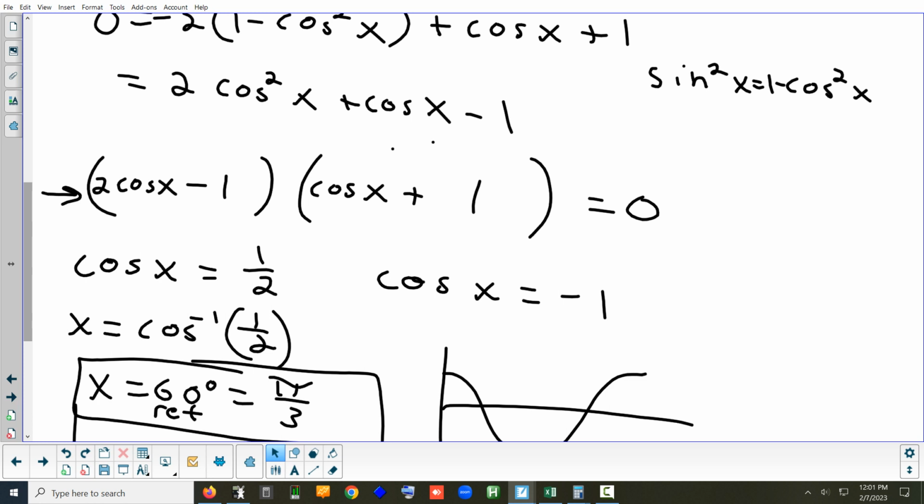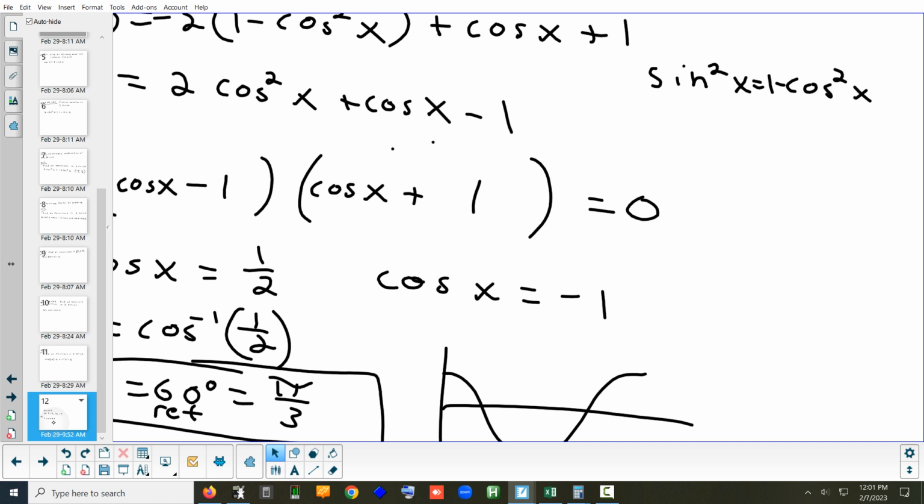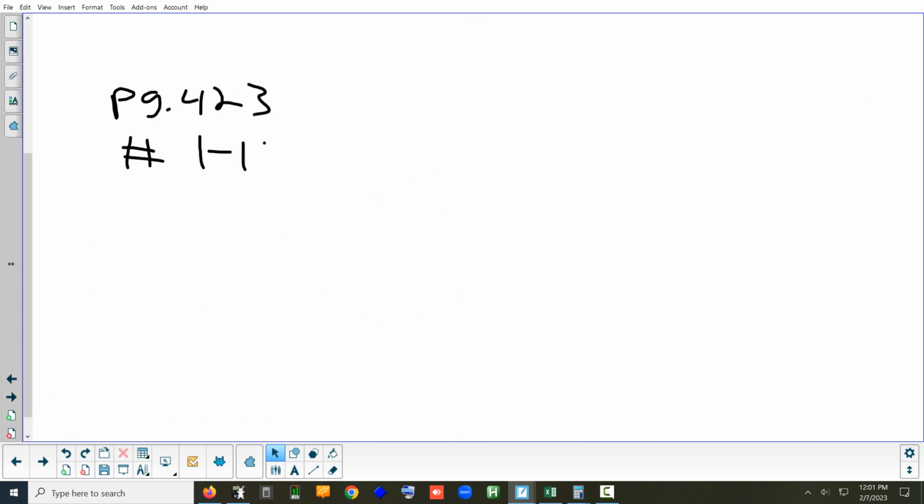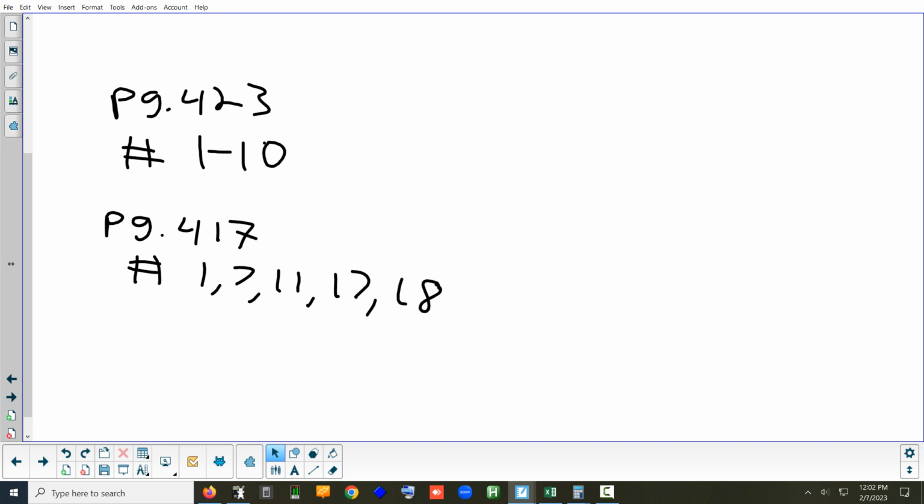So I think that's what we'll do. We'll do 1 through 10 on that page. So all the factoring is going to be done for you. And then those 5 questions from the other page. Is this 423 still? One page is 423, the other one is 417. Oh wait, so it's just 1 through 10.